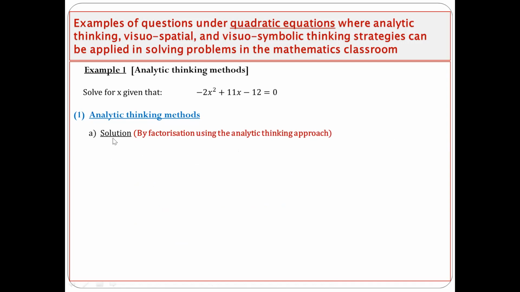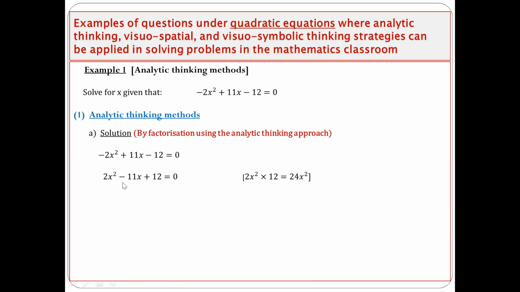The first one, A, is the solution by factorization using the analytic thinking approach. We have our quadratic equation. The first step, we multiply by a negative throughout to make it positive, so that this becomes 2x squared minus 11x plus 12 is equal to 0. And then with the analytic thinking approach factorization method, we factorize the quadratic equation by grouping.